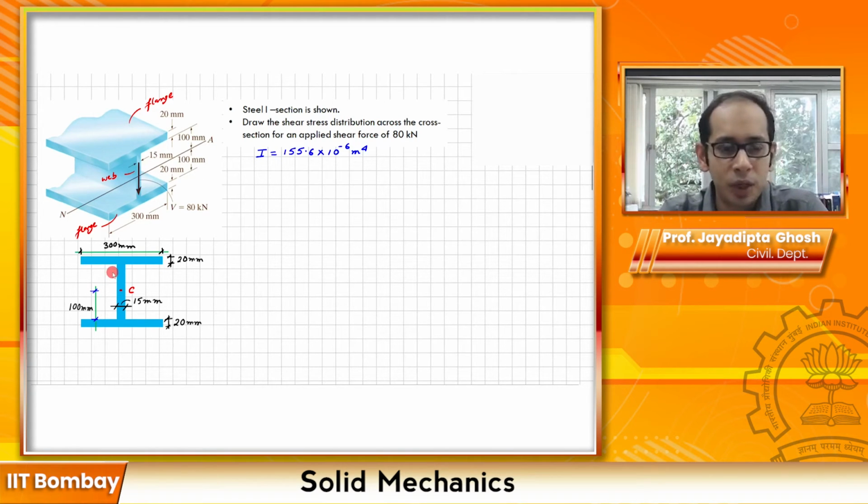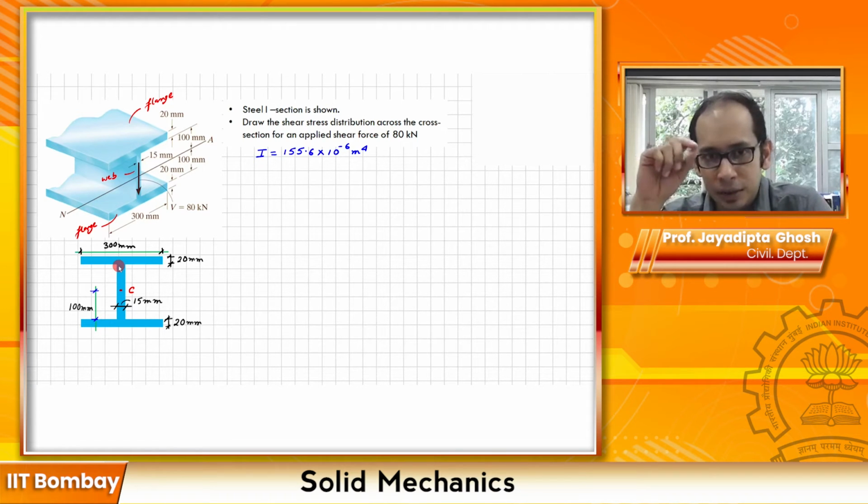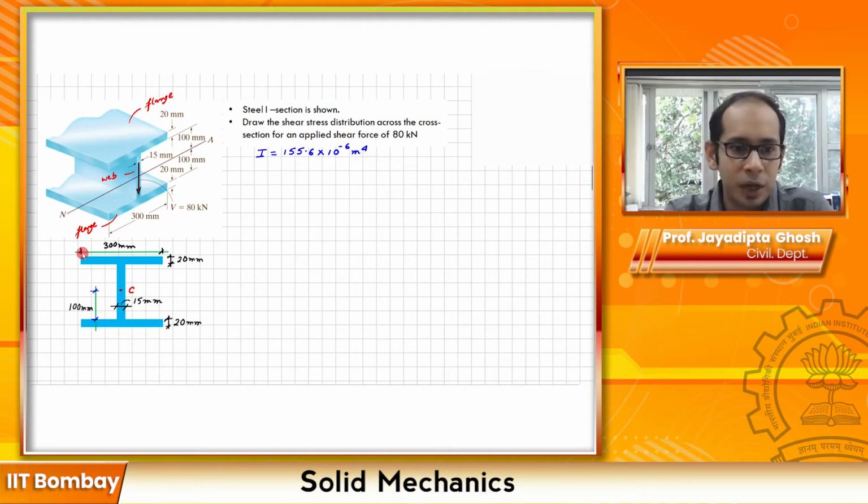Now for this one, what are going to be my points of interest? One point of interest will be the top edge and the bottom edge over here, and there we know it is going to be 0. Another 2 points of interest would be at this interface over here, there is a jump. Now remember that in our tau equals VQ divided by It, the denominator, the t, that is the width. So here you see the width undergoes a jump from 300 mm to 15 mm. So this thickness is 15. From 300 it goes through a jump, so you can expect the shear stress to jump as well.